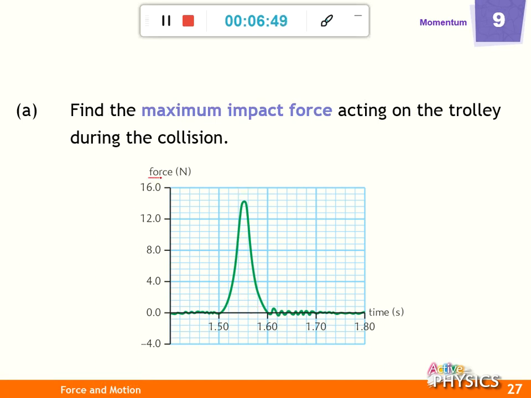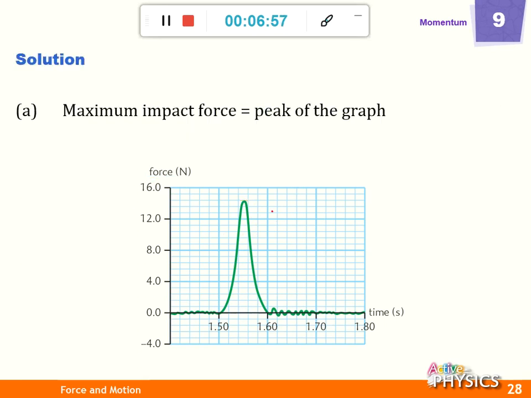Look at this. This one is the force during the collision, which we will call the impact force. Then you just need to find out what this value is. Read it from the graph. It should be 14.4 Newton. This one is the maximum impact force during the motion.